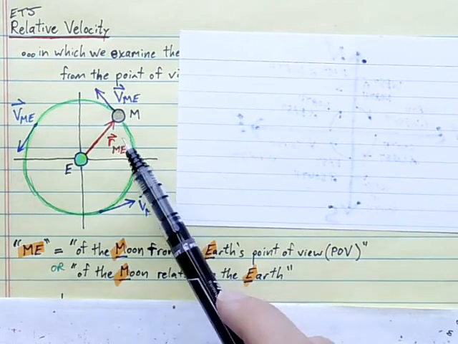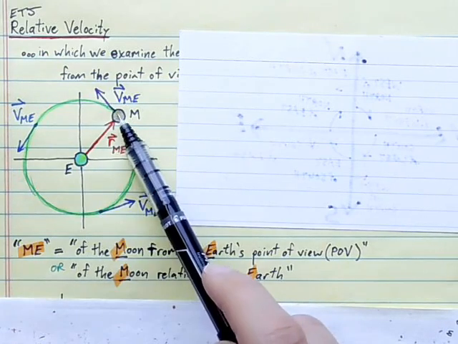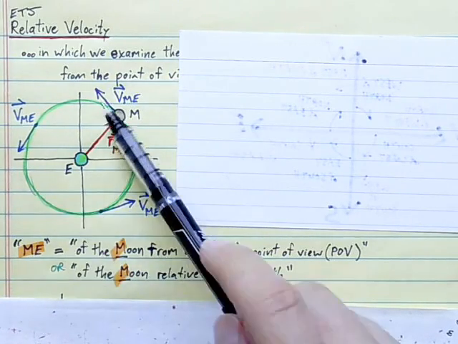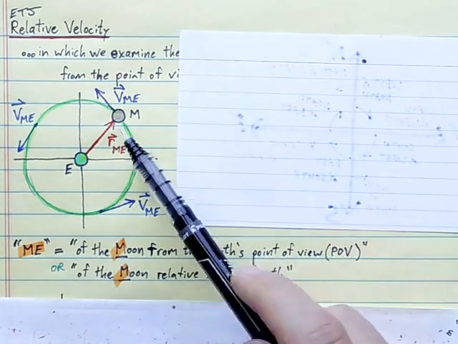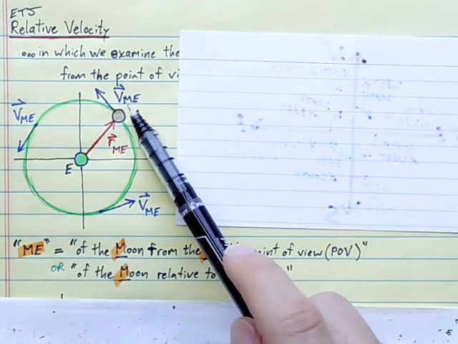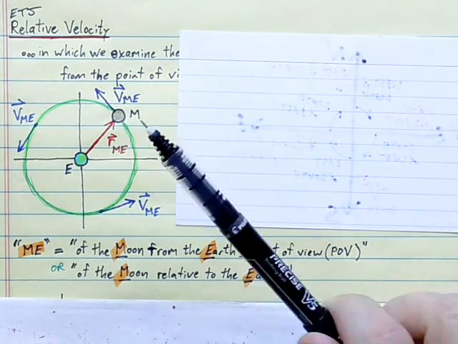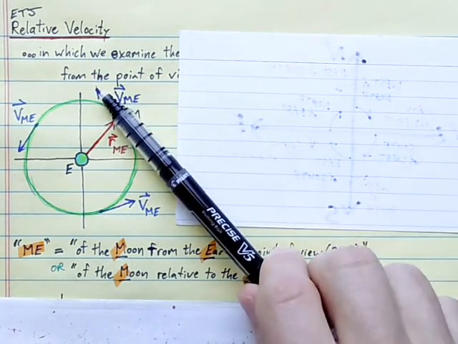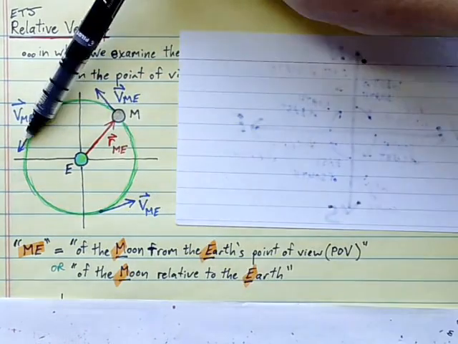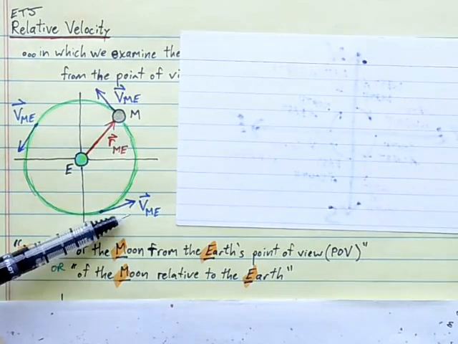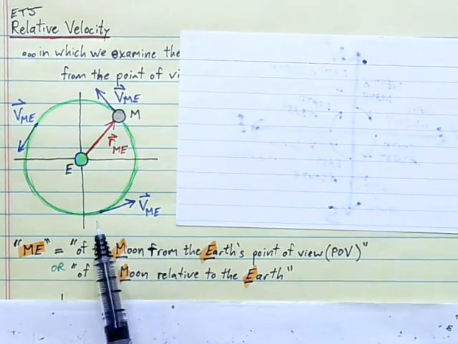So from the Earth's point of view, the moon moves on a very nearly circular path orbiting around the Earth. And so at any given time, we can show the velocity vector of the moon with respect to the Earth, VME, the velocity of the moon from the Earth's point of view. So at this moment, the moon would be moving with a velocity pointed in that direction. Later in the orbit, the moon could be over here, moving with this velocity relative to the Earth. Then later it's over here. So that's the velocity of the moon from the Earth's point of view.